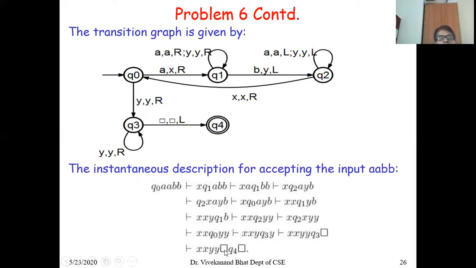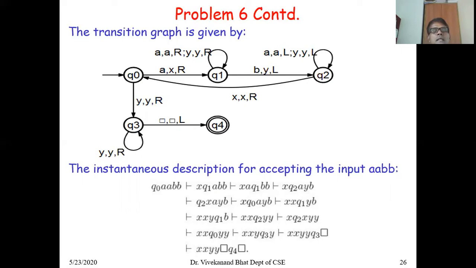Replace blank by blank and moves left. So this is actually XXY Q4 Y. So this is a small printing mistake here. In Q3, replace blank by blank and moves left. This is actually XXY Q4 Y. So I hope you understood the logic. Here the logic is very simple.